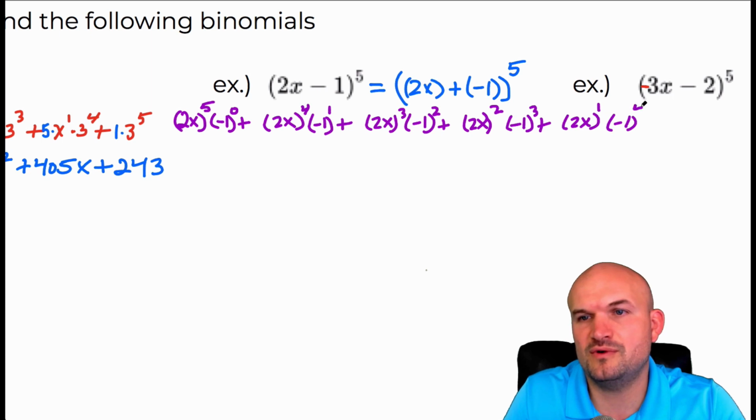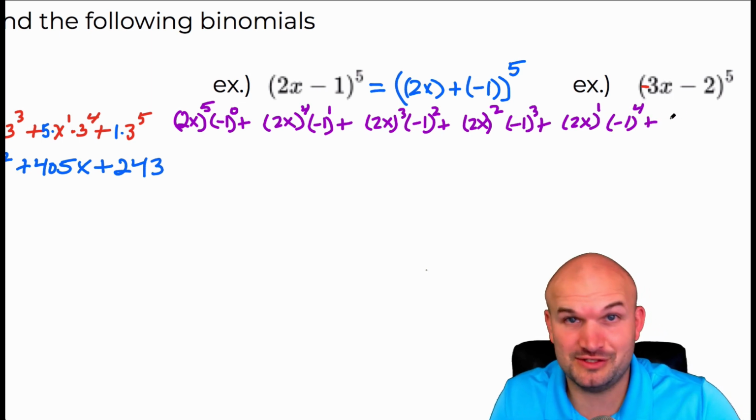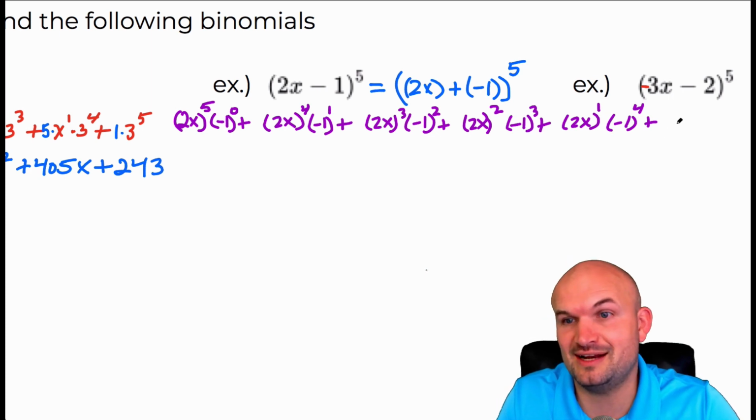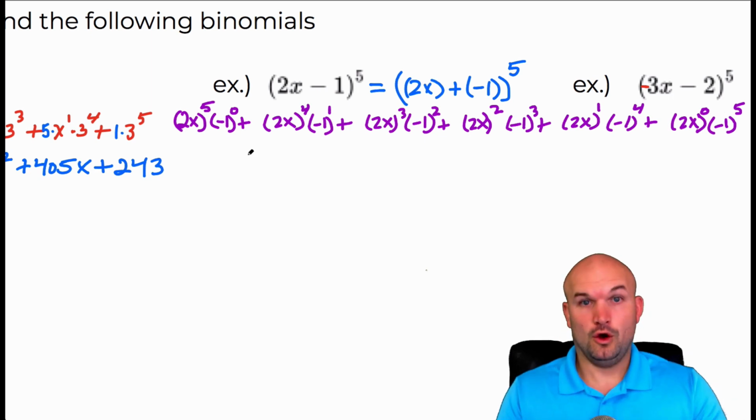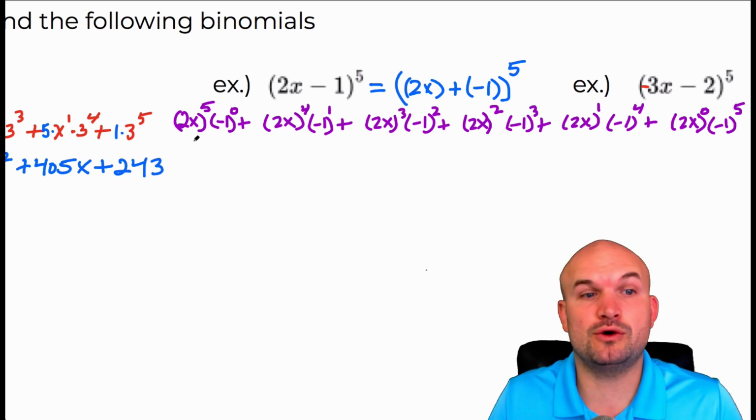This is going to be to the 4th, and then I've got to do one more. And you can see why I didn't want to do to the 6th and 7th here. It can get kind of crazy. 2x to the 0. Let's just show the 0. And then -1 to the 5th. Okay. Whew.